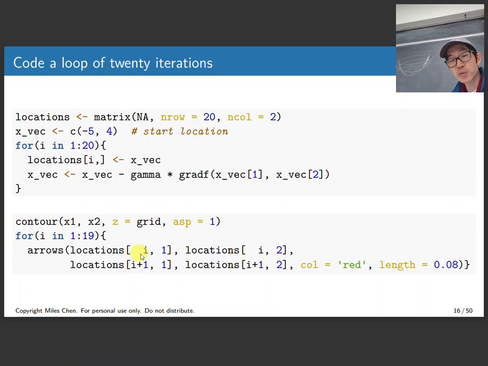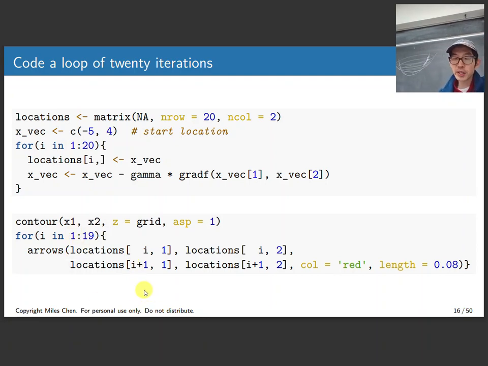Because what we're going to do is take the starting location at row i, coordinates 1 and 2, and then plot it to row i plus 1, coordinates 1 and 2. Because when you plot an arrow, you need the starting xy coordinate and you need the ending xy coordinate. So here it's just going to go 1 through 19 because I only have 20 rows in my table. If I say 1 through 20, I'll end up at the 20th and it'll say, hey, where's row 21? And we're not going to find that, right?